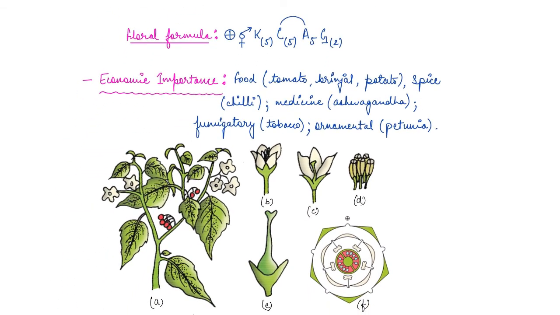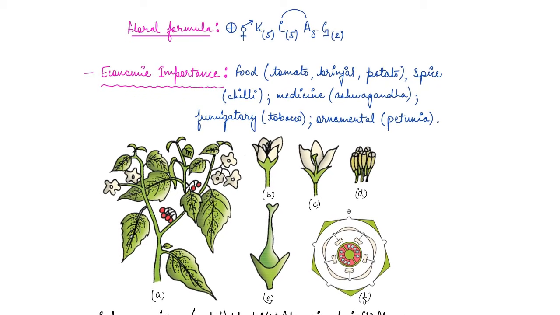So if you see the floral formula and the floral diagram here, it's actinomorphic, it's bisexual. Five joined calyx, then 1, 2, 3, 4, 5. Five joined corolla, and 5: 1, 2, 3, 4, 5. Five androecium, and corolla and androecium are joined. So that is why we are using this symbol, because these are joined, right?